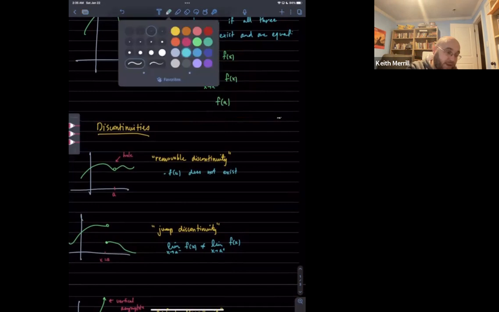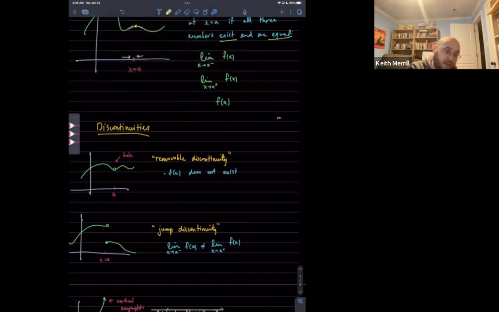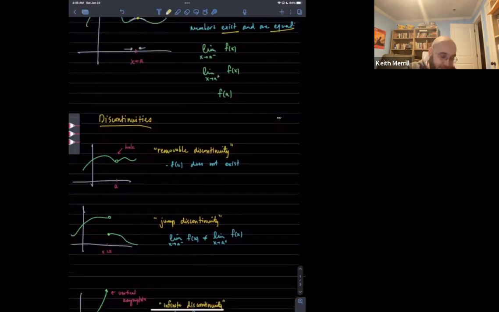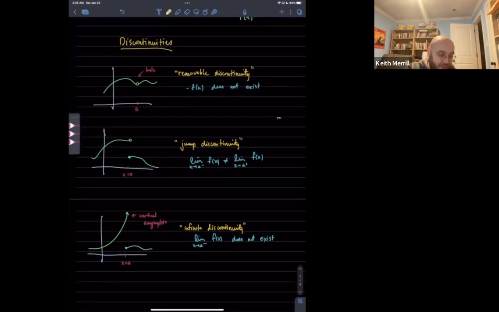I'm going to highlight that. They all have to exist and they have to be equal. That's key. So these example discontinuities highlight some of the ways in which that fails to happen. Right here, the hole means that that value does not exist. Again, you could fill in the hole, then everything would be fine. So that's why we call it a removable discontinuity.